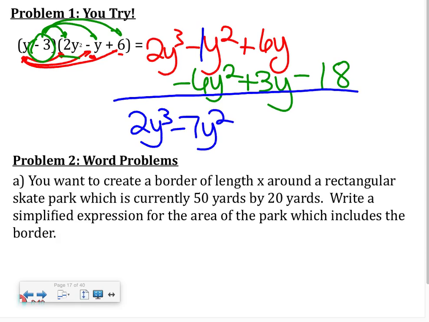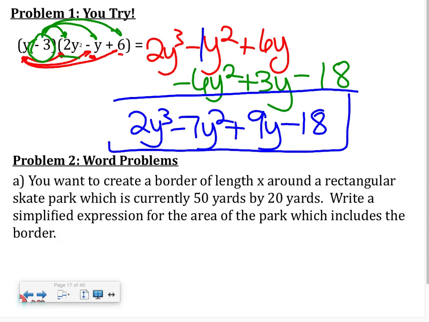And I have 6y plus 3y, so that is going to give us 9y. And then that 18 is on its own, so I have negative 18. And that is our answer. Again, reminder, we're putting all of our like terms and we are going from highest to lowest in our degree. That's how we know we have simplified correctly.